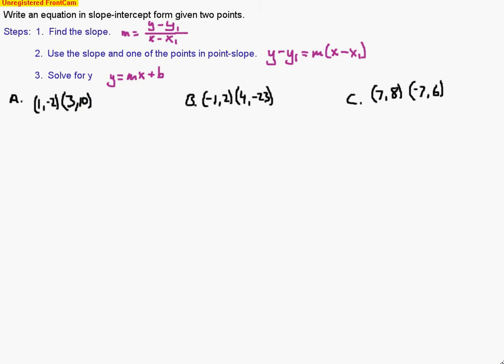Today we are going to write an equation in slope-intercept form, but we don't have the slope, so we're going to end up having to find the slope. We'll be given 2 points, so we will be able to do that. Let's take a look at the steps here to do this.